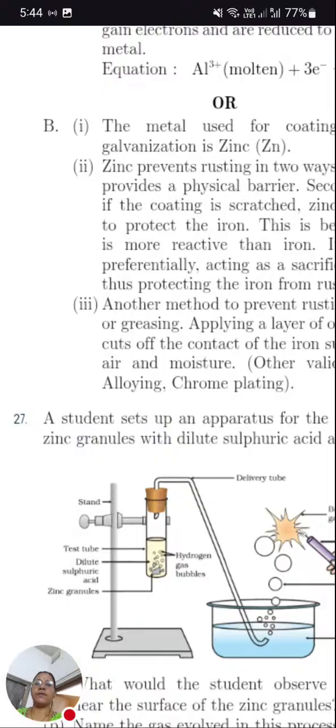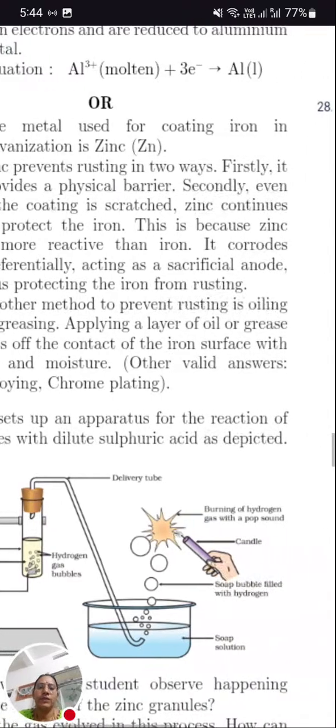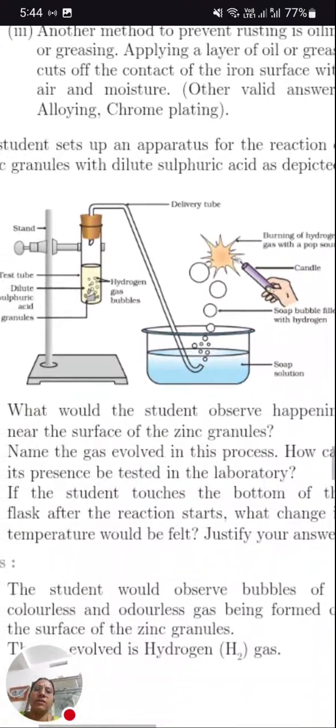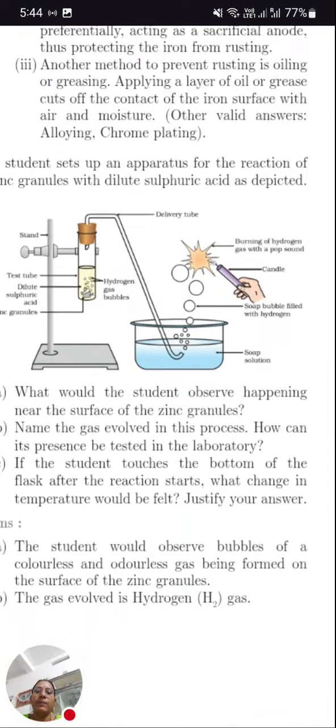Now the next question. A student set up the appliance for the reaction of zinc granules with dilute sulfuric acid. Here the reaction is being depicted. This experiment you already know, and there is a pop sound. When a burning candle is brought near the gas released, the candle will be put off and the gas will start burning. As hydrogen is being produced here, hydrogen is an inflammable gas.